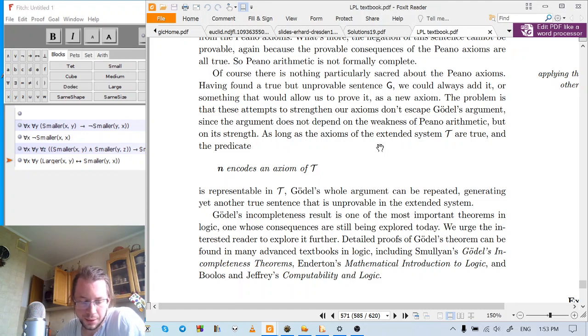Gödel's incompleteness result is one of the most important theorems in logic, one whose consequences are still being explored today. We urge the interested reader to explore it further. Detailed proofs of Gödel's theorem can be found in many advanced textbooks in logic, including Smullyan's Gödel's Incompleteness Theorems, and A Mathematical Introduction to Logic, and Boolos and Jeffrey.